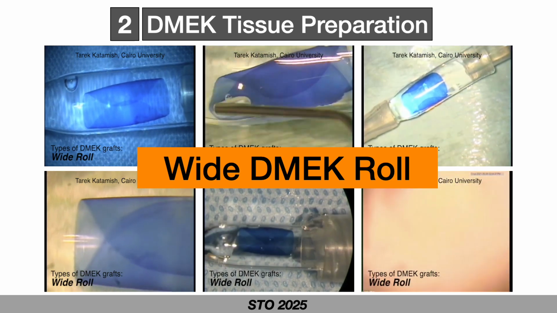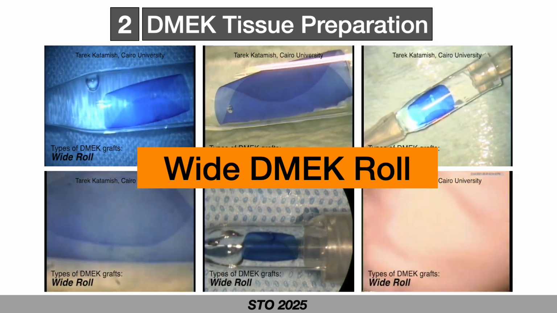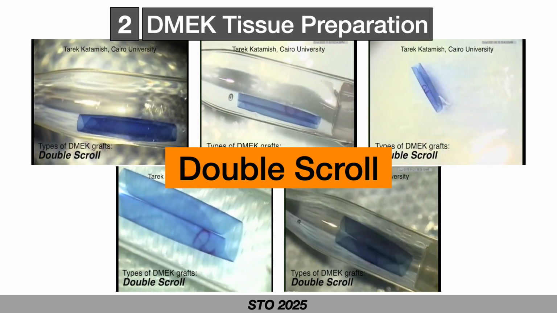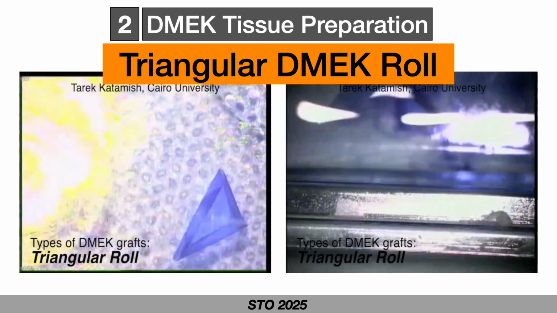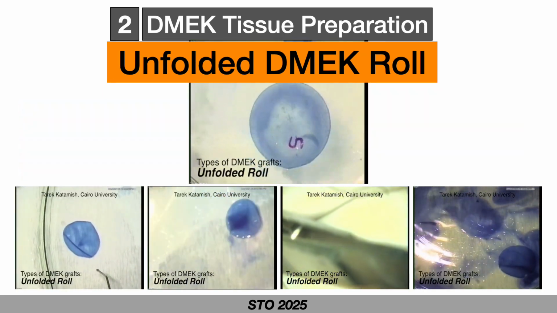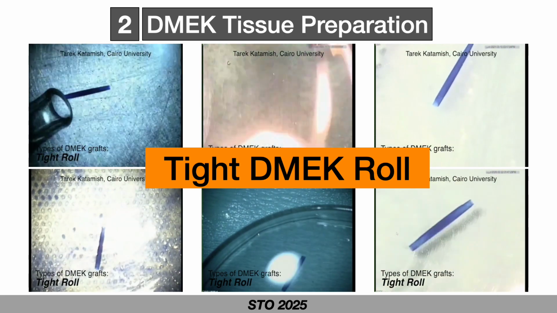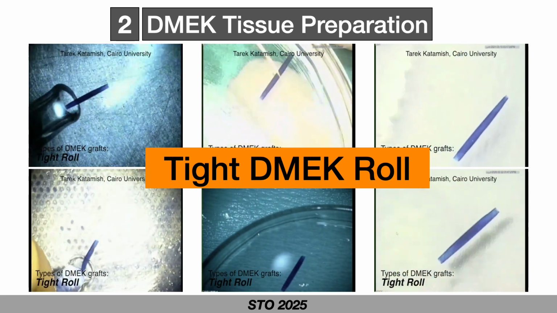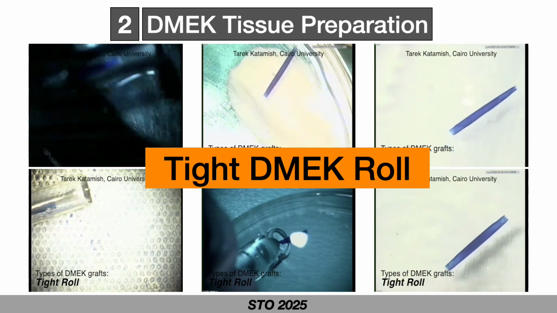You have to be familiar with the different types of DMEK tissue shapes. This is a wide roll, and this is a double scroll, and this is a triangular DMEK roll, and this is the unfolded DMEK roll, and this is the tight DMEK roll. This is usually due to young donor age.